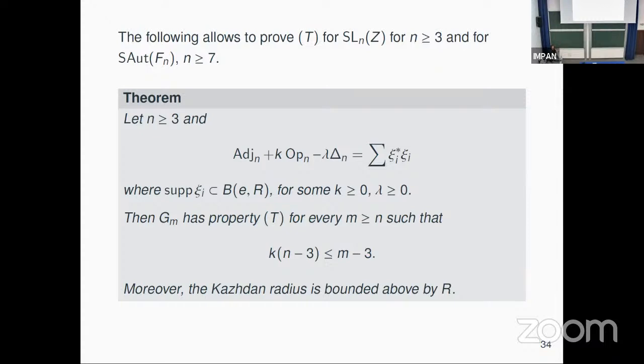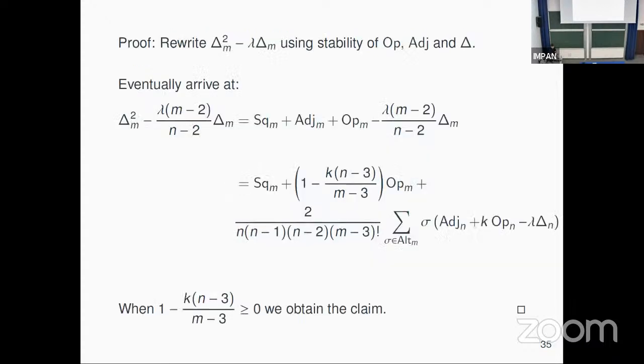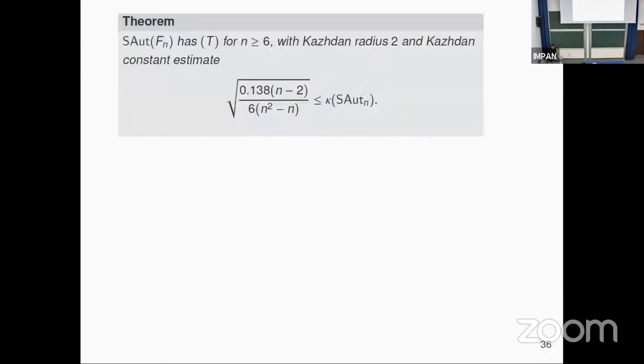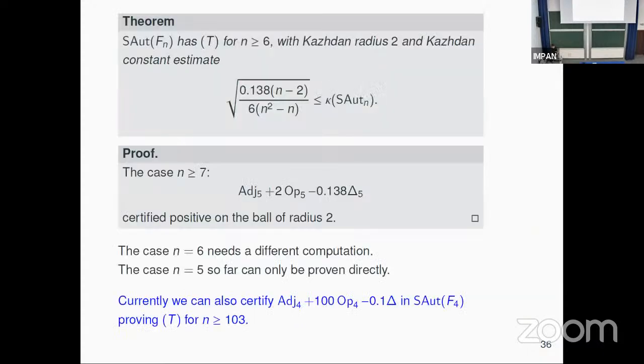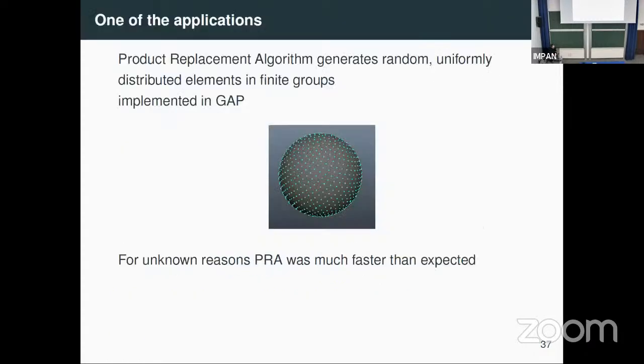Just by applying these formulas that decompose our equation into smaller pieces. Maybe I won't get into this further. This is the general idea. Maybe the one thing I would like to mention is that a specific application of property T for Aut(Fn) is to the product replacement algorithm.